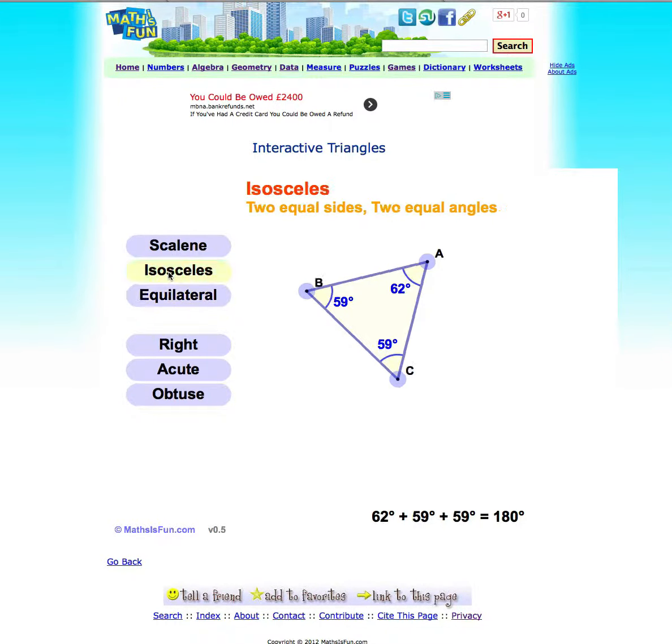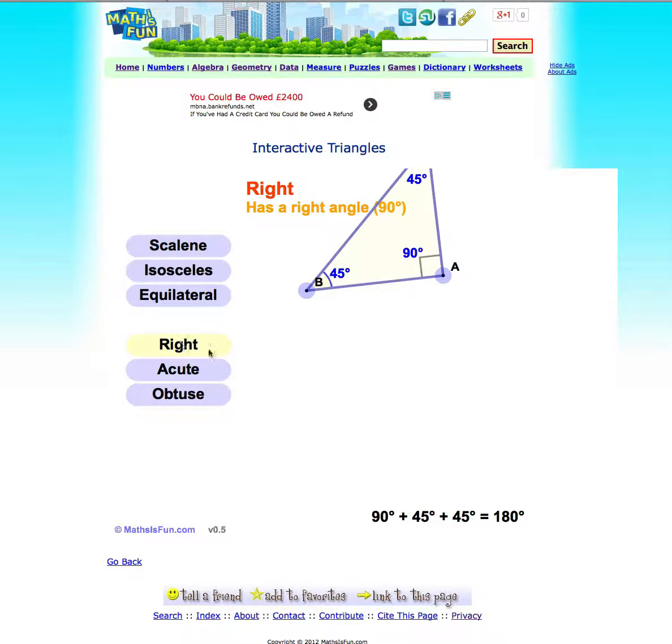The isosceles triangle is a bit more interesting. As you can see, two of the angles are equal as well as two of the sides. And by the way, the equal sides are always opposite the equal angles. In this case, the equal angles are at B and C, and the equal sides are the opposite sides, that is AC and AB. Next, a right angle triangle.